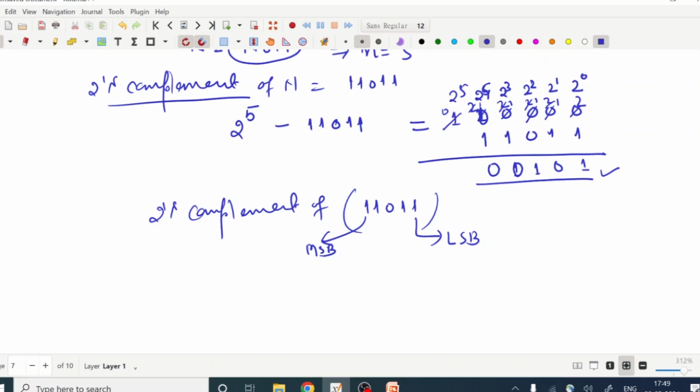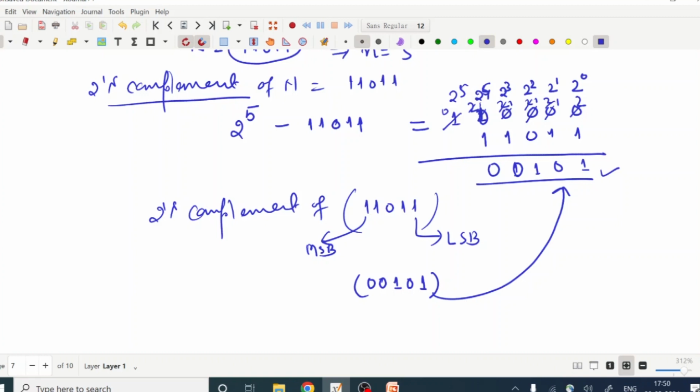So here, the first bit is a non-zero digit, so we write it as it is. After that, every 1 is replaced by 0, 0 is replaced by 1, 1 is replaced by 0, and this 1 is replaced by 0. We see that this is the same as the earlier number. So either we use this method to compute the 2's complement of any binary number, or we use this formula.